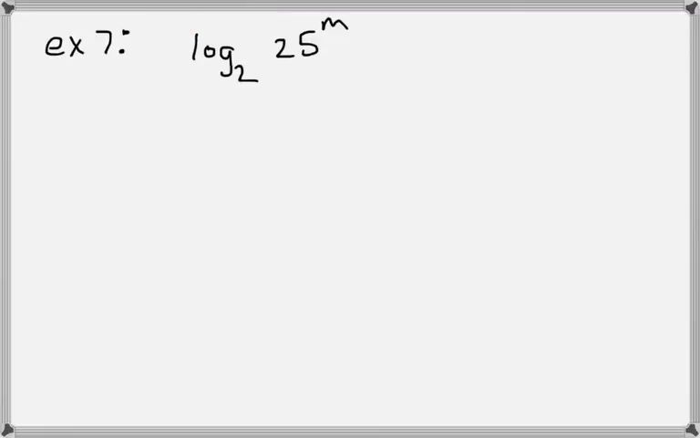Example 7, we have a log base 2 of 25 raised to the m. It matches our power property, so we can take that exponent and move it out front as a coefficient. So we would have m times the log base 2 of 25.